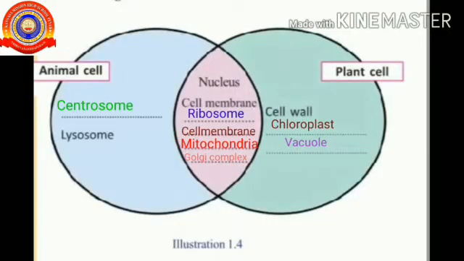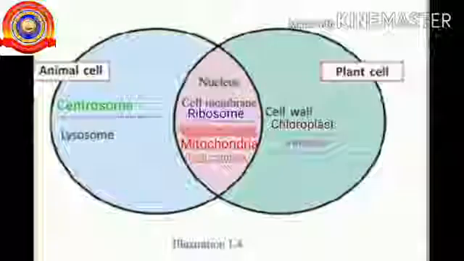Let's look into the Venn diagram. Centrosome and lysosome are only present in animal cell. Cell wall, chloroplast and vacuole are only present in plant cell. Nucleus, cell membrane, ribosome, mitochondria, Golgi complex are present in both cells.